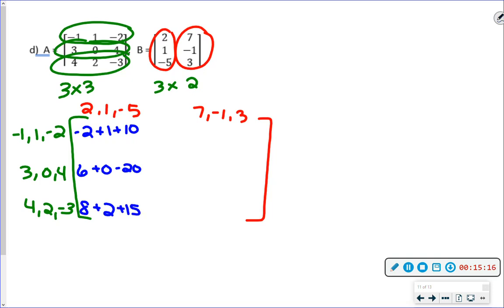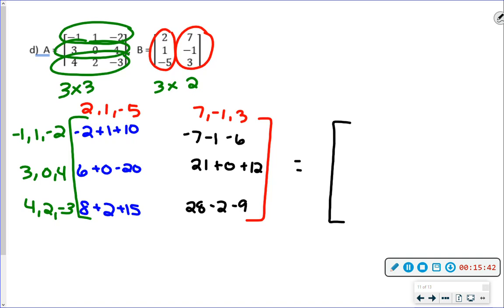All right, let's get this last column going. Negative 1 and 7, 1 and negative 1, negative 2 and 3. 3 and 7, 0 and who cares, 4 and 3. 4 and 7, 2 and negative 1, negative 3 and 3. And just total it up, my friends.